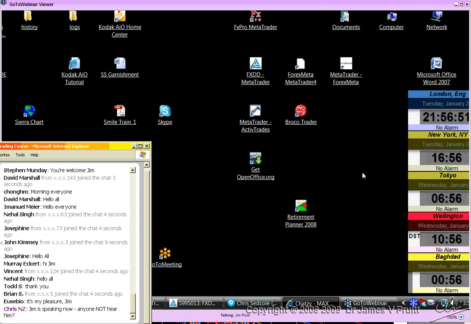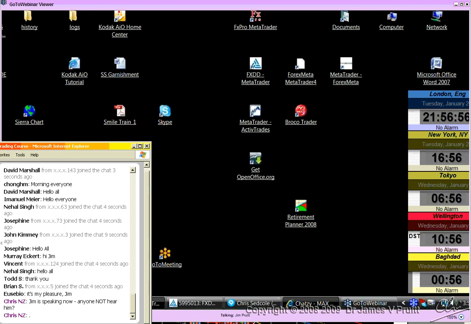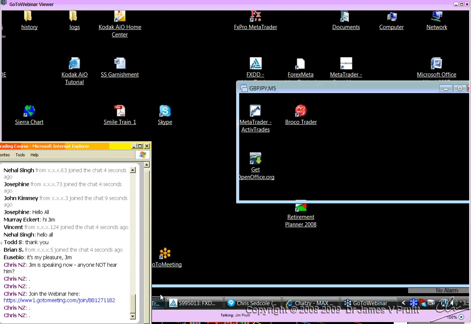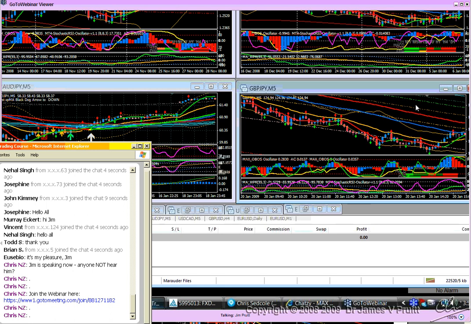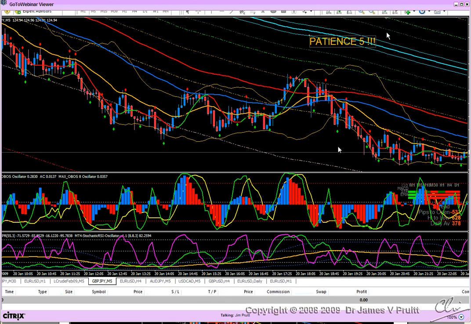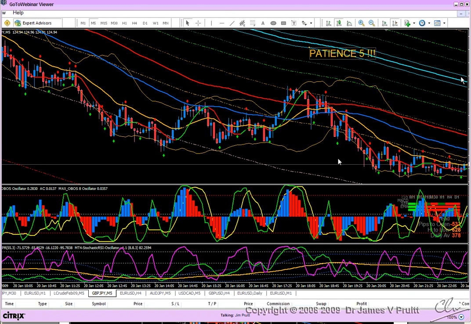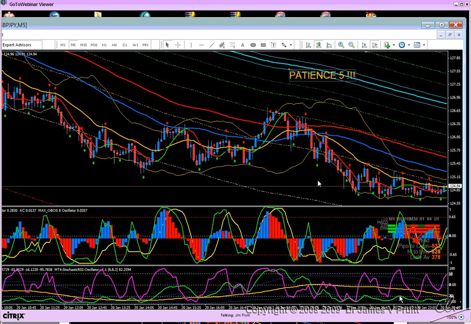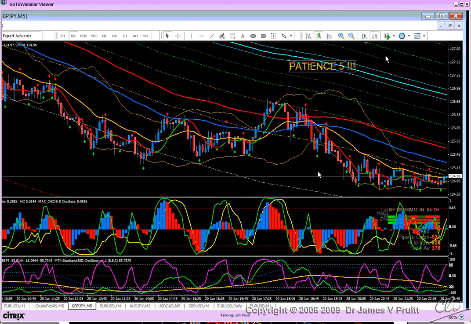What I'm going to do is put a chart up here on the screen for you guys to take a look at. This is the pound yen. If you will notice, there are a few very minor differences from the chart that we ended up with last week. That was Patience 4. I did make some changes because today I'm going to teach you about primos. That's pre-mo. Actually, it's a counter trend trade, and we're going to spend some time on that today.